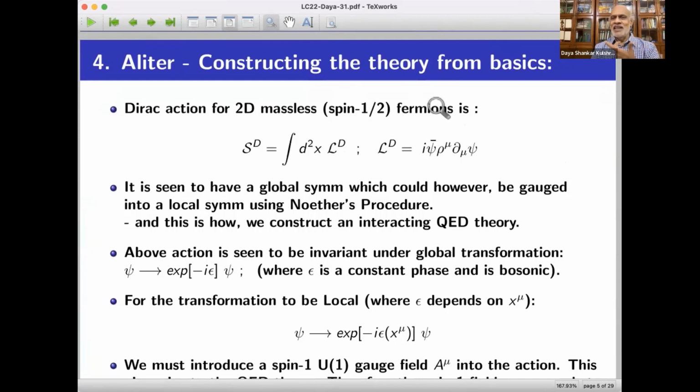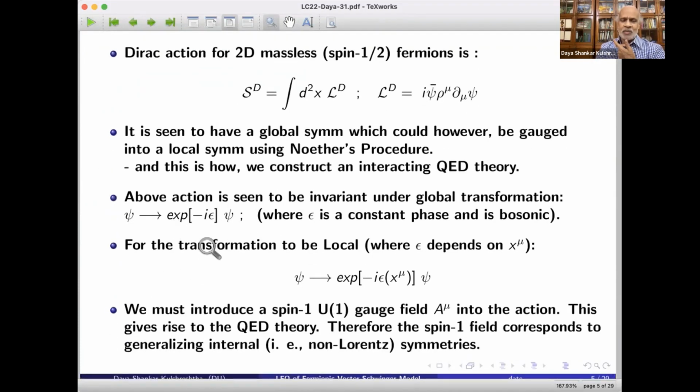So I start with the Dirac Lagrangian, and I can check that this has a global gauge symmetry. I would instead like to make an interacting QED theory, and for that purpose, I would like this to have local symmetry. There is a standard procedure for doing it, called the Noether procedure.